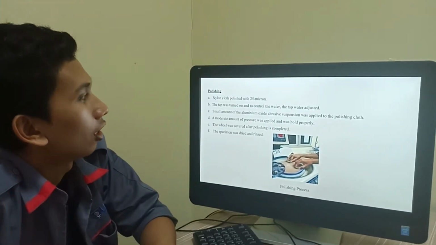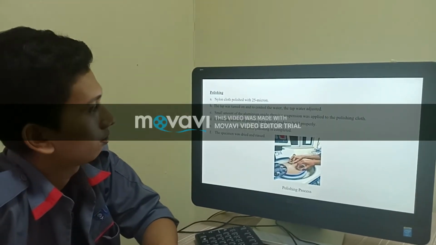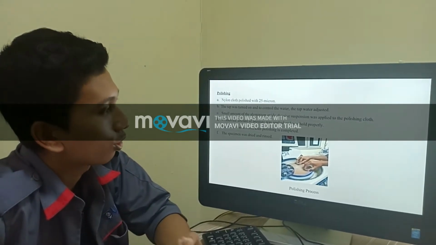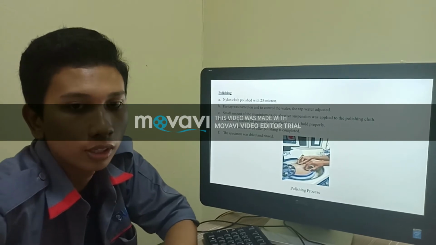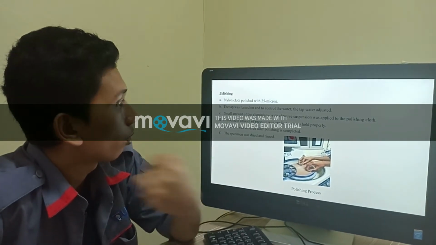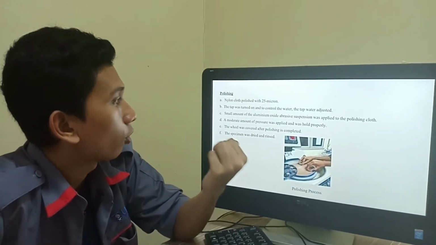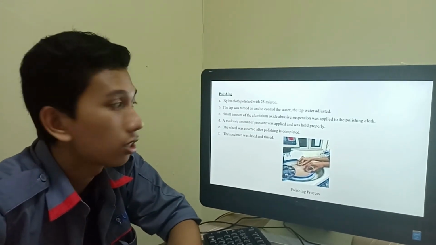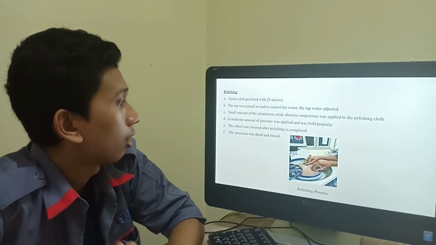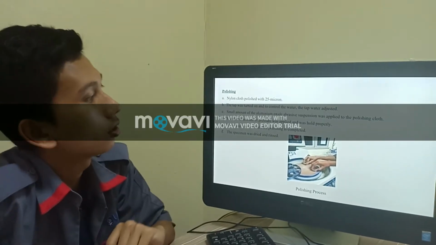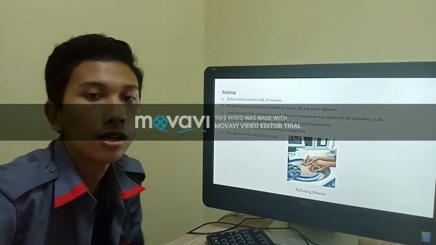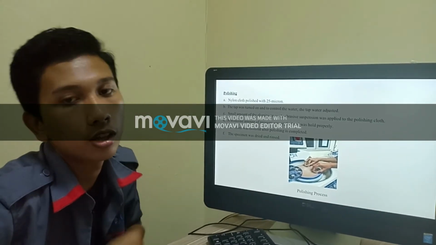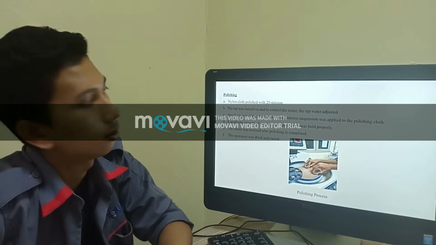Polishing. Nylon cloth polish with 25 micron. The tap was turned on to control the water. The tap water was adjusted. Next, a small amount of the aluminium oxide abrasive suspension was applied to the polishing cloth. Next, a moderate amount of pressure was applied and held properly. The wheel was covered after polishing was complete, and lastly the specimen was rinsed and dried.